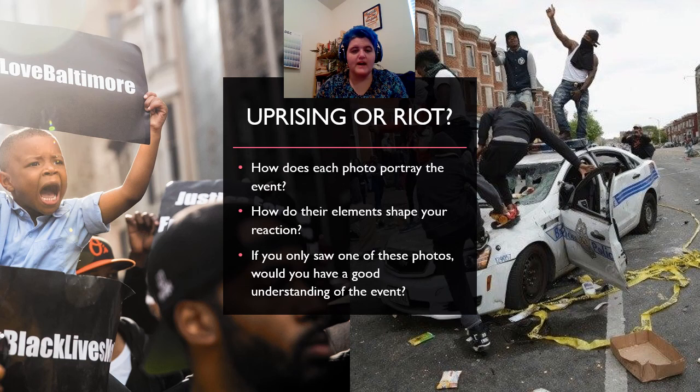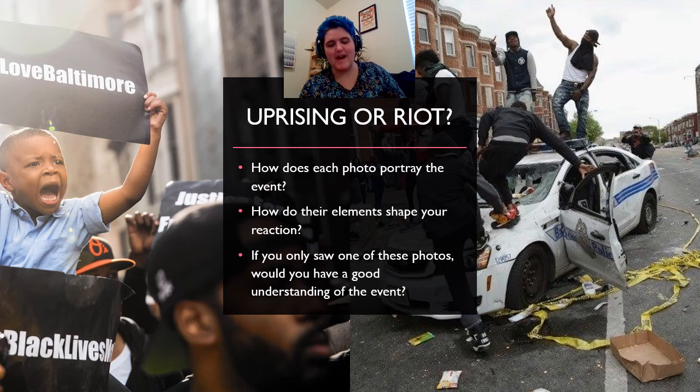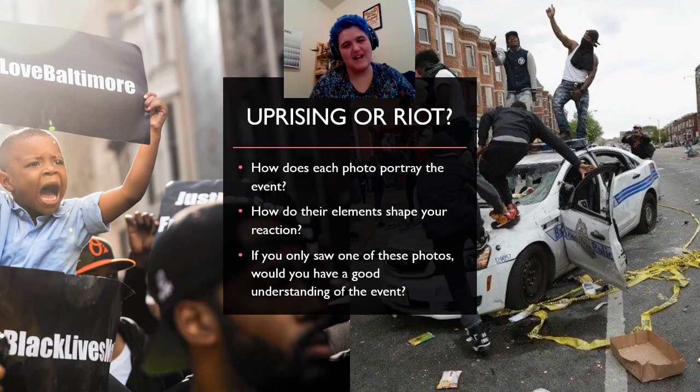So a lot of things go into a single image sometimes, even when it's taken kind of candidly in the moment, as both of these were. But they tell really different stories from each other, right? And both of them happened, and both of them are true, and both of them are part of what happened on the streets of Baltimore that day.